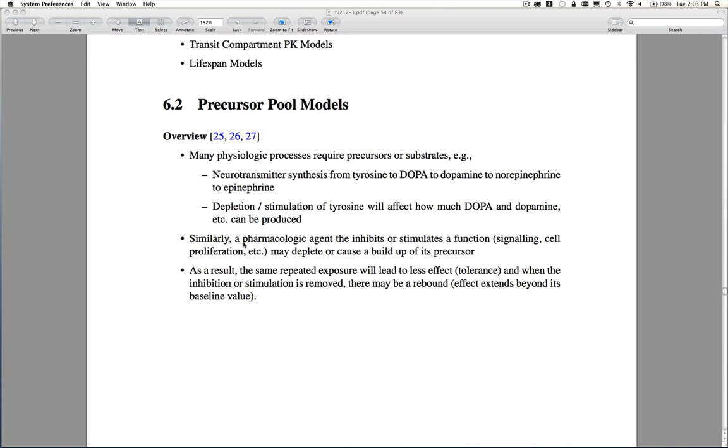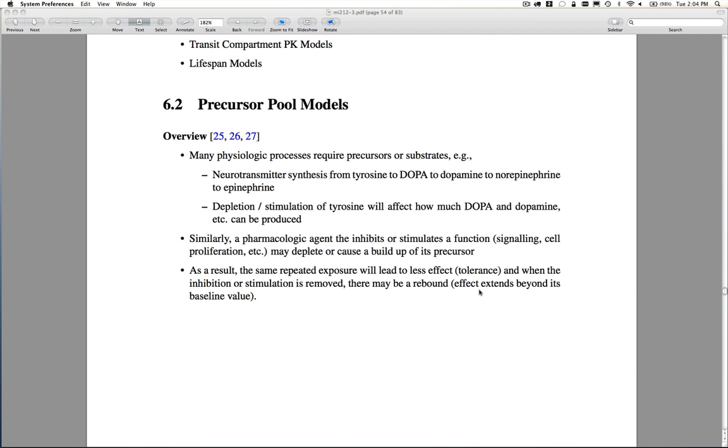Similarly, if we take a pharmacologic agent that either inhibits or stimulates a function within a cascade, be it cell signaling, cell proliferation, et cetera, we can deplete or cause a buildup of these precursors. The result of this is that we'll have less effect over time, and so that leads to tolerance of our effect. And then importantly, and this we don't get from some of those earlier, more empiric tolerance models, when that inhibition or stimulation is removed, there's a rebound in that effect. So in other words, the effect extends beyond its baseline value.